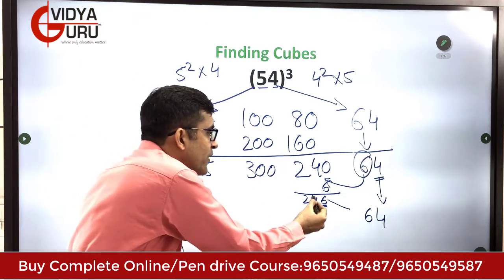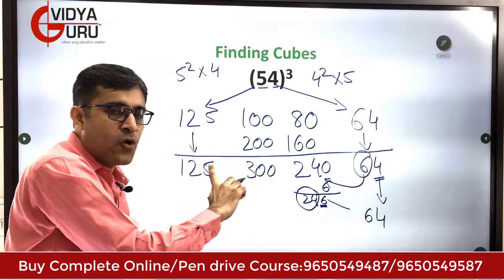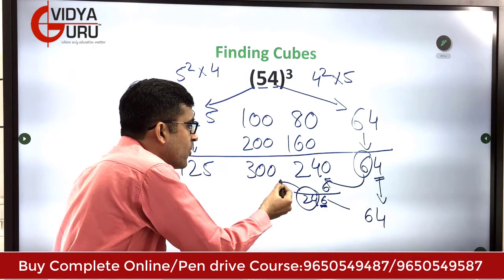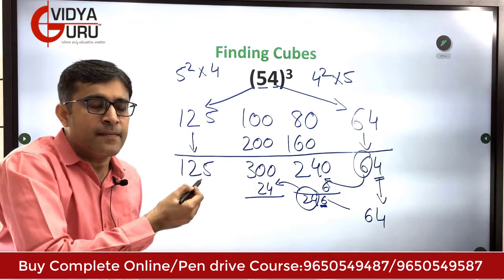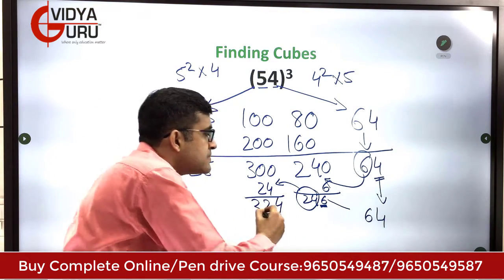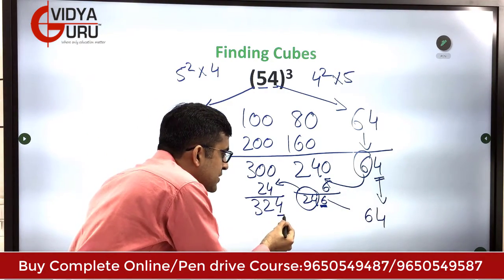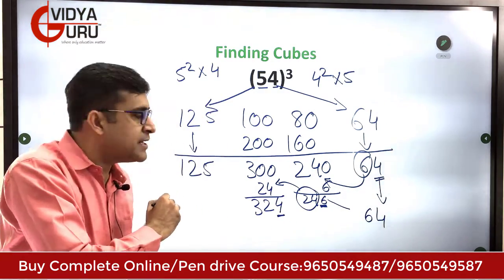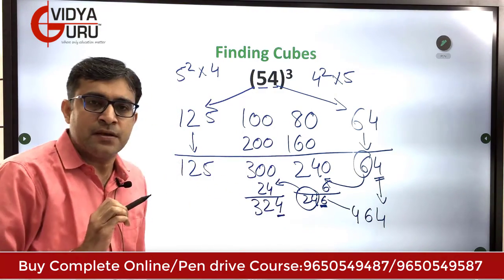Now this 24, students, will be carried forward to the next value and it gets added. It becomes 324. I'm going to write the units digit once again. The units digit is 4.